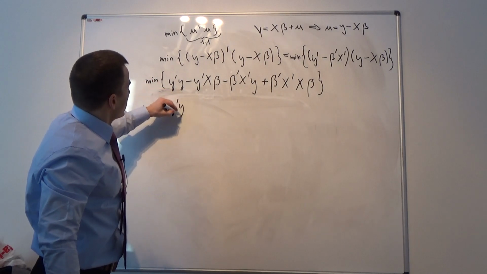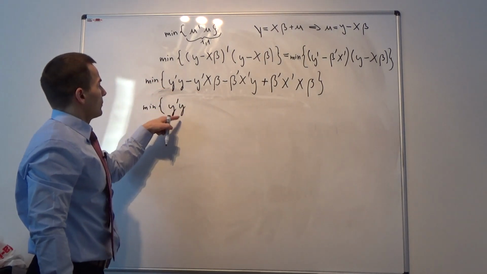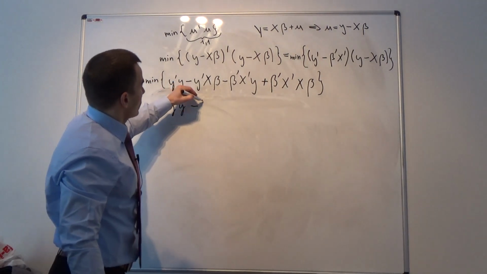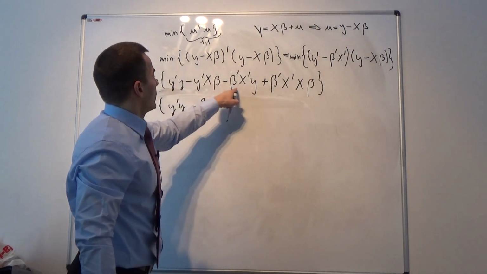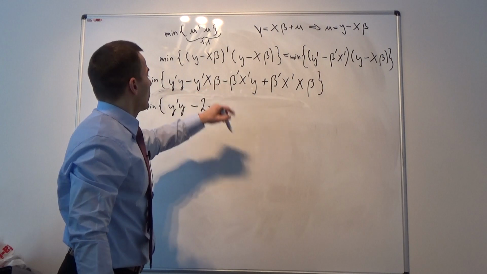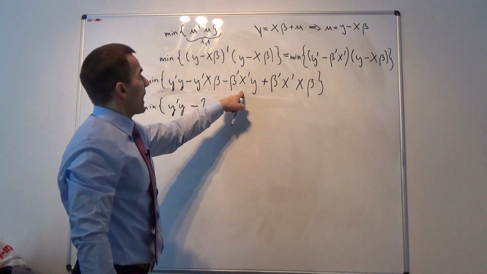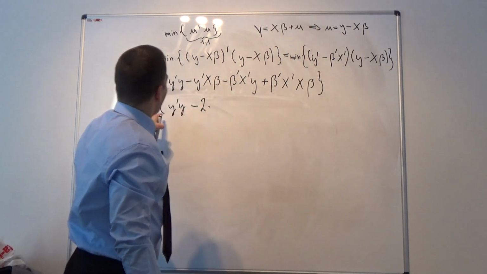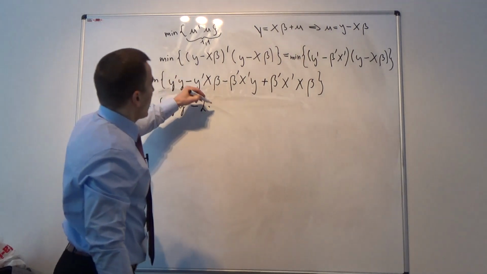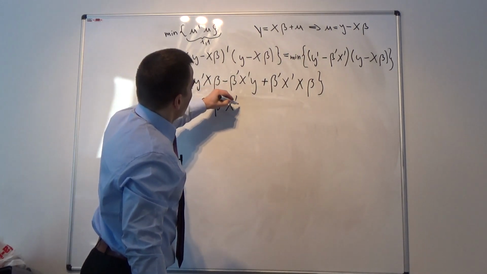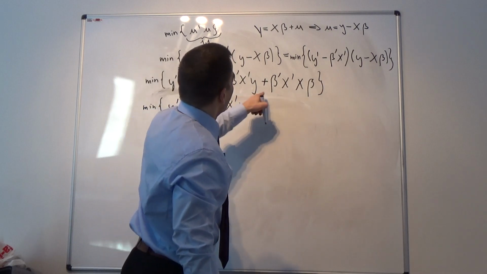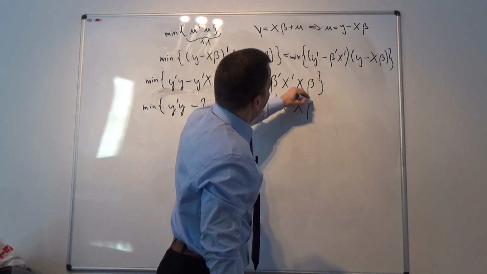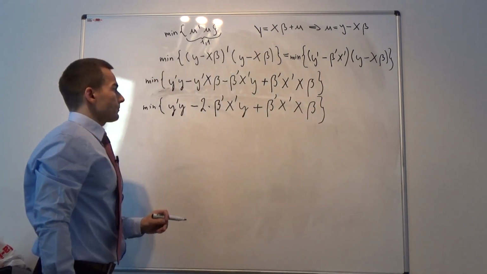So this we have to rewrite. Let's take the first term: we just write down y transposed times y minus 2 times this term here, because they are equivalent. We can write both terms as beta transposed x transposed y. So y transposed y minus 2 times beta transposed x transposed y plus the last term, beta transposed times x transposed x times beta.